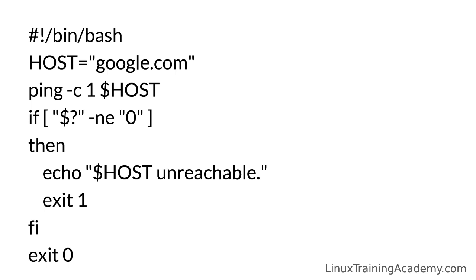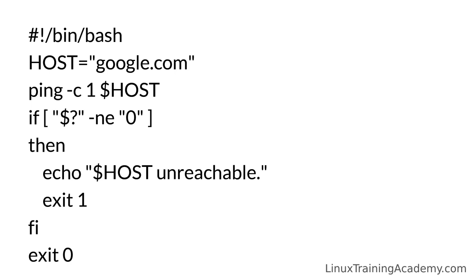In this example, we are controlling the exit status of our script with the exit command. If the ping command succeeds, a return code of 0 is received. This means that the test in the if statement is false and the code block will not execute. This means that the exit 0 line is executed. This stops the execution of our script and returns a 0 as the exit status.